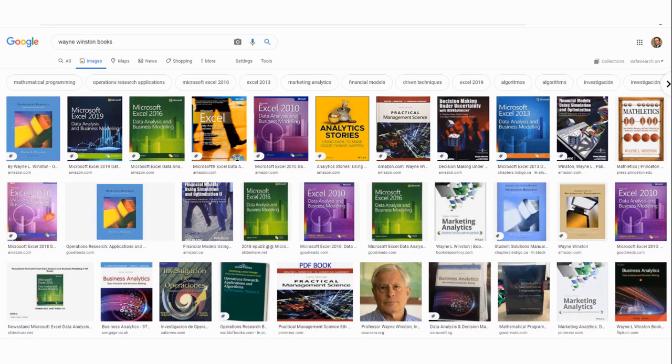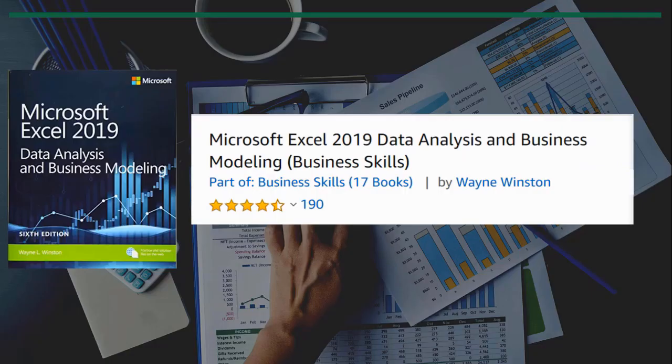So the main book that Dr. Winston has written is his 2019 book. When I say the main book, I mean the most popular book. I mean, all of his books are very popular, but this is his most popular one, as you can see here, based on the reviews. And this is the book that Microsoft asked Dr. Winston to write. And this is Microsoft's best-selling Excel book on the topic.